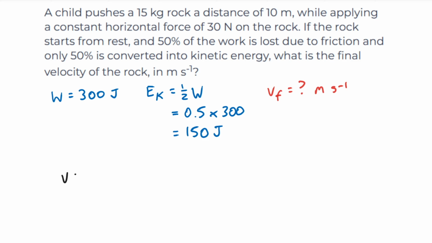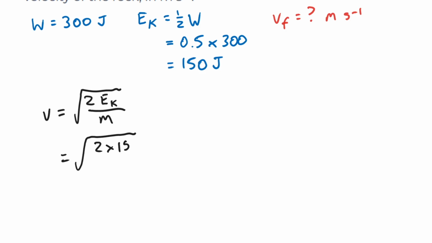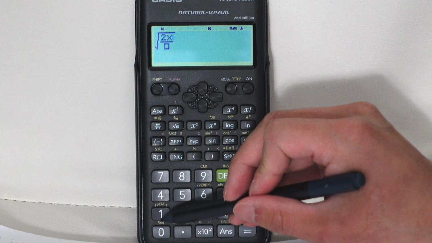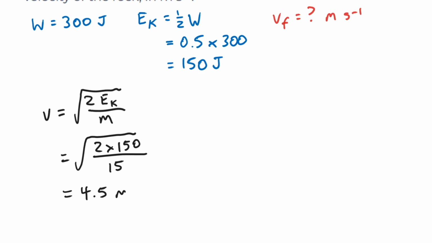Again, we can use the equation for kinetic energy rearranged for velocity. V equals the square root of 2 times kinetic energy over mass. If we put the values in, then V equals the square root of 2 times 150 over 15. So putting that into the calculator, we get an answer of 4.5 meters per second, rounded to two significant figures.